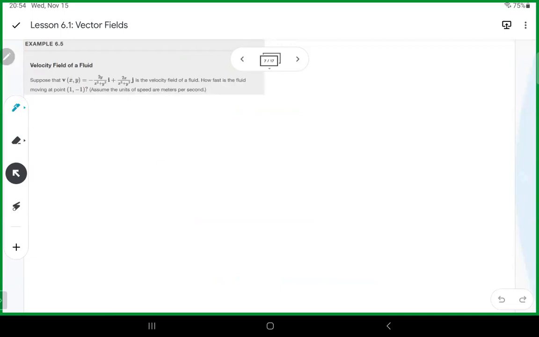All right. Next one says velocity field of a fluid. Suppose that the vector field V(x, y) is the following, the velocity field of a fluid. How fast is the fluid moving at point (1, -1)? Assume that the units of speed are meters per second. So again, very similar to example 1. It's basically like 6.1 applied.